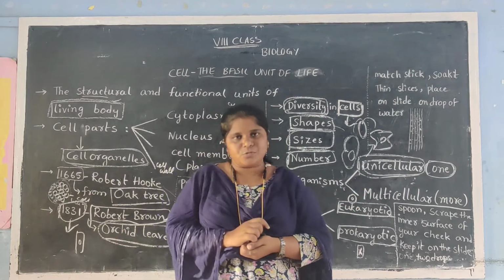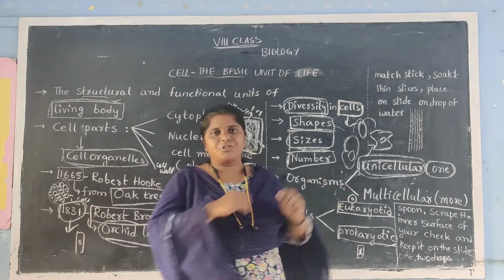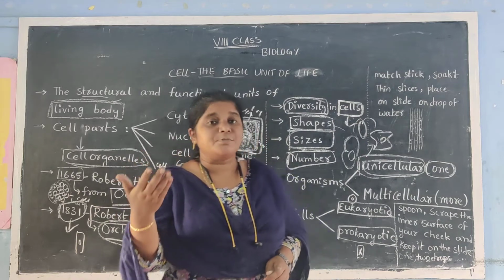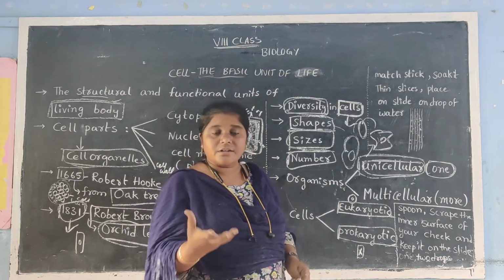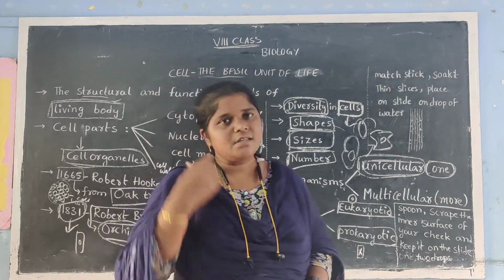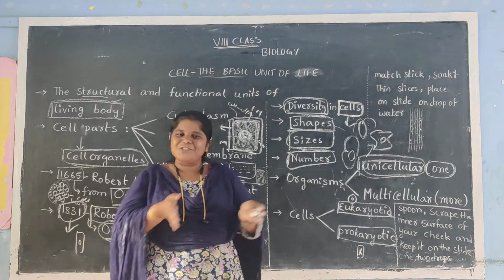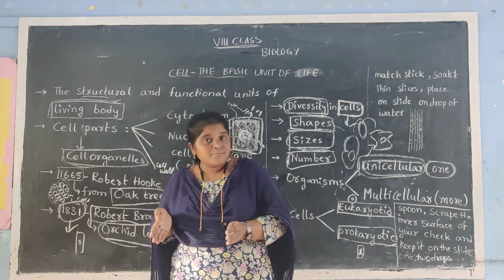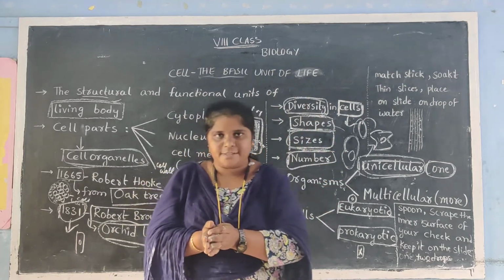Now, you may get a doubt. Miss, we have a separate digestive system for digestion. We have a separate respiratory system for respiration. We have a separate skeletal system. We have a separate circulatory system. We have a separate excretory system. So, different cells will organize to form tissues. Tissues will organize to form organs. Organs will organize to form organ systems. And organ systems will together form the organism.